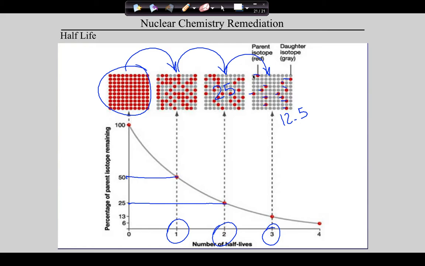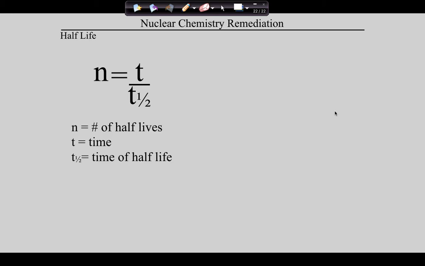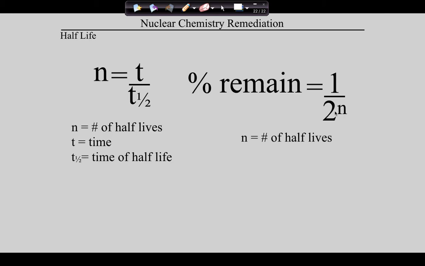So the way that this progresses then is after one half-life, you have 50% remaining. After two half-lives, you'll lose another half of the half down to 25%, and so on. So while we've looked at this conceptually, we now need to look at this mathematically. And when we look at this mathematically, these are the equations that we use to represent this.